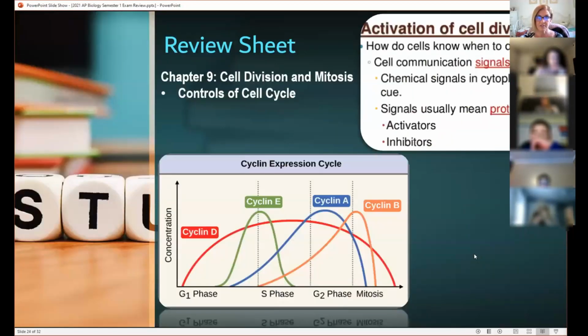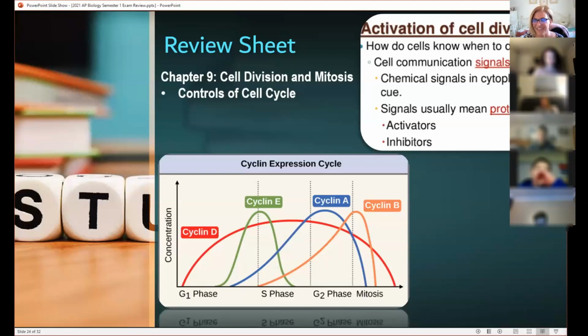Chapter 9, cell division. Controls of the cell cycle. You're thinking right away about CDKs, cyclin cycles, right? The CDK kind of remains constant, but don't forget about external cues. We also use growth factors, hormones, activators, inhibitors, like the external boundaries, right? So there's chemical signals either inside the cytoplasm or outside of the cell itself that also initiate the reproduction of the cell.